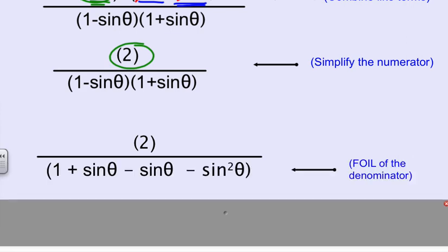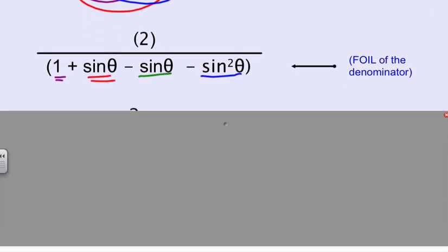Now we're going to FOIL. FOIL, first, outside, inside, last. You could have done this earlier, but I just take the problem nice and slow. 1 times 1 is 1. That's your first. Outside, 1 times the sine of theta. Inside, negative sine of theta times 1, negative sine of theta. And then last, negative sine of theta times positive sine of theta is negative sine squared of theta. So we FOILed the denominator.